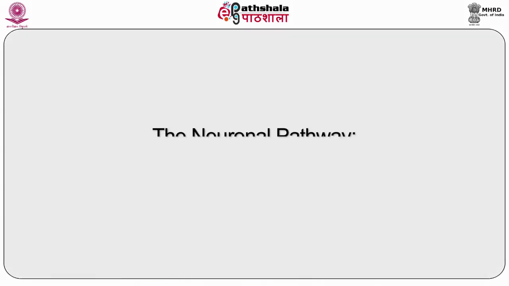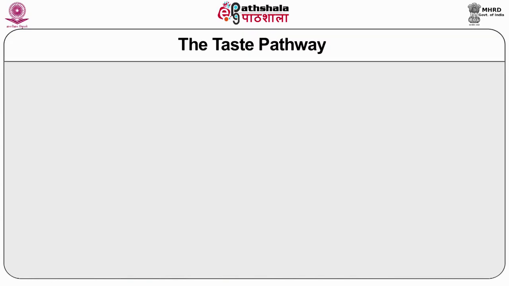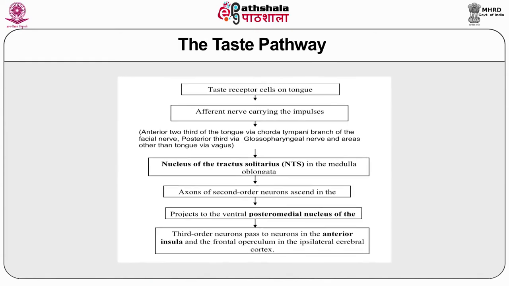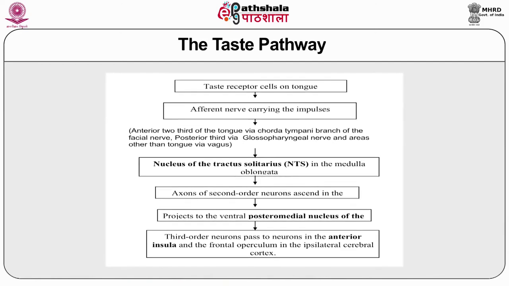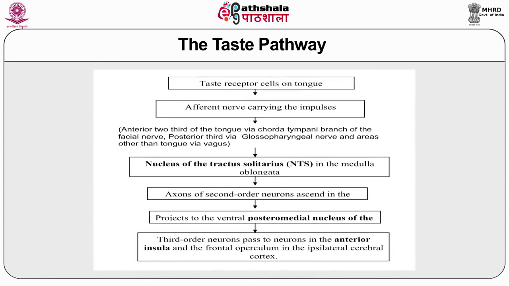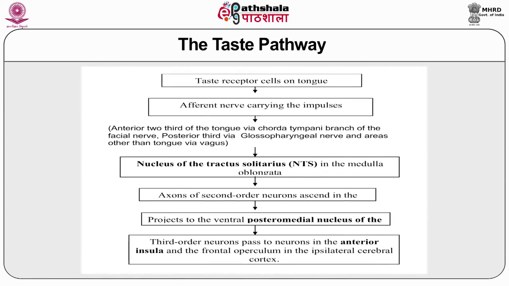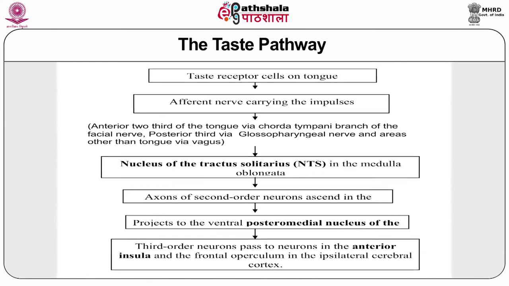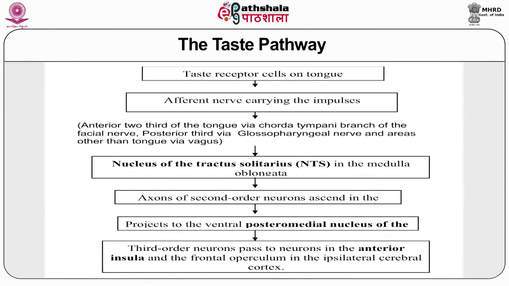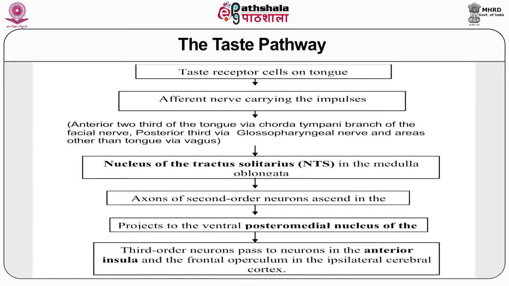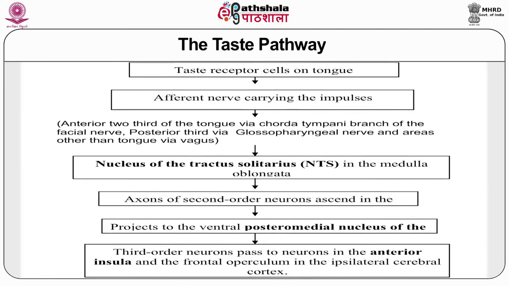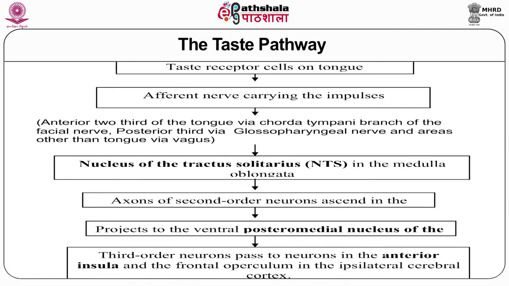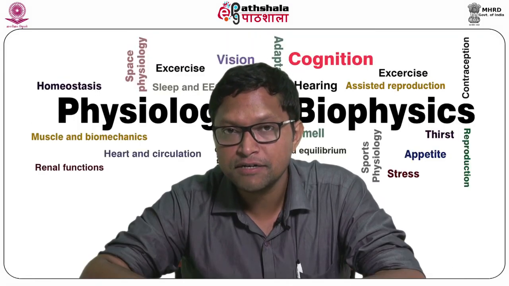Now let's talk about the neuronal pathway or the highway to taste. Till now you have studied the structure of the tongue, but it's of no use if you're not able to perceive the taste. Now let's understand how the taste is carried from the tongue to the brain. From the anterior two-thirds of the tongue, the nerve fibers from the taste buds travel in the chorda tympani branch of the facial nerve. The posterior third of the tongue is sensed by the glossopharyngeal nerve, and the posterior-most part is mainly by the vagus, which all reach the brainstem.